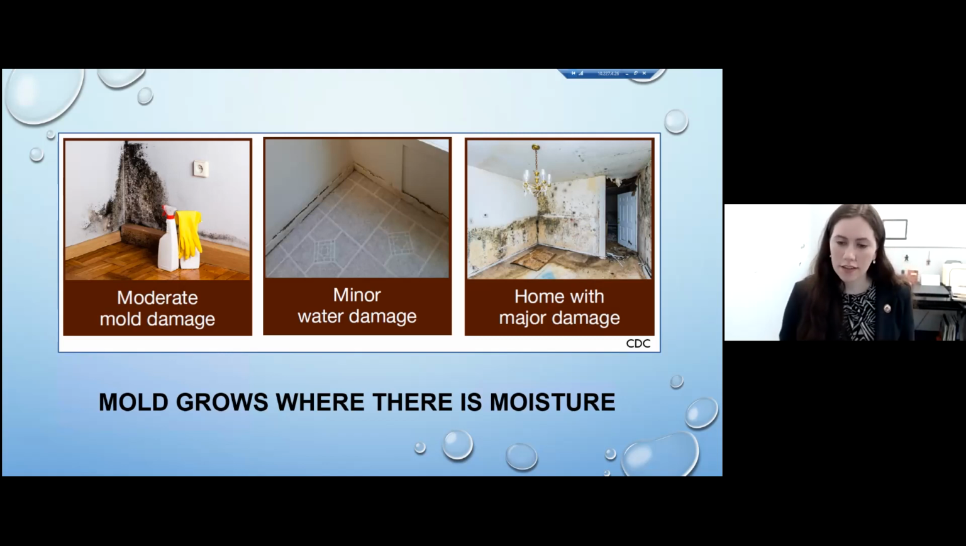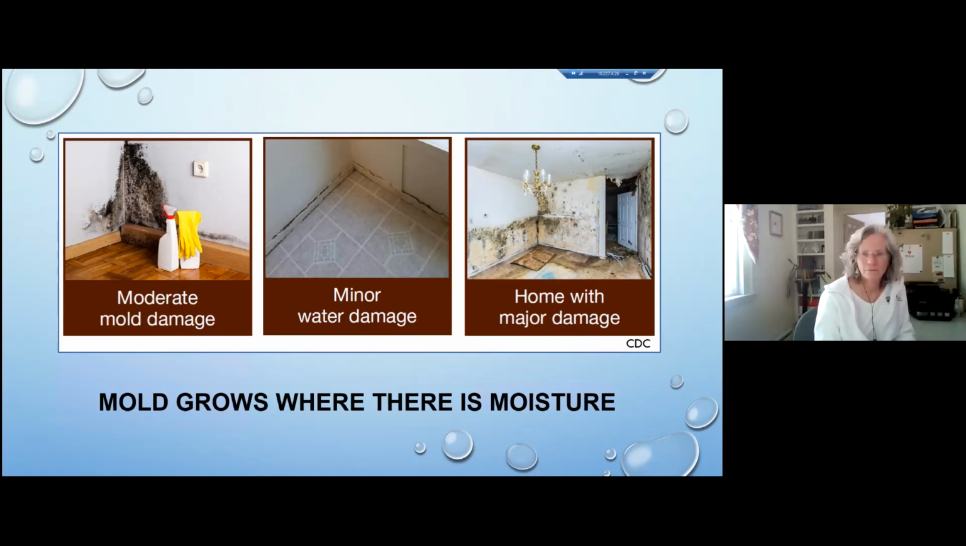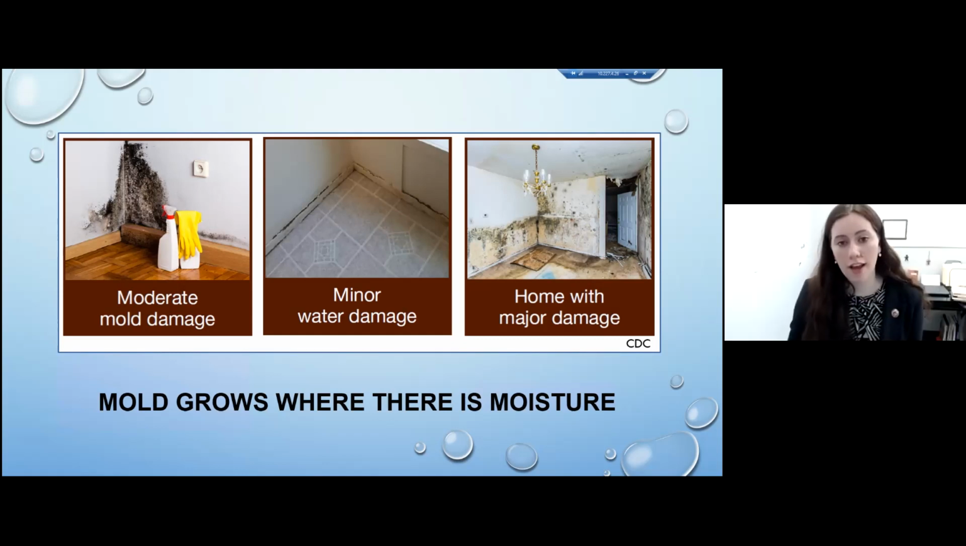And so in that center image, all it is just some water damage, but that center image is at risk of becoming like the outer two images. It can turn into moderate growth, and then if left for a really long time, it can become a pretty major issue in the property if it's not addressed. So if you find water, you have a risk of having mold right there alongside it.